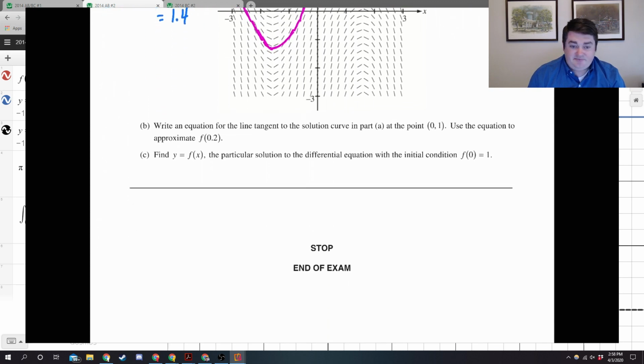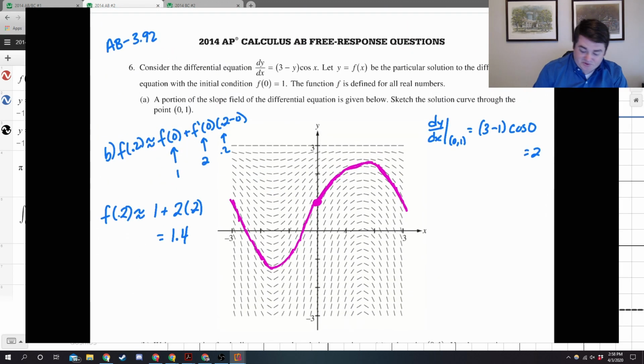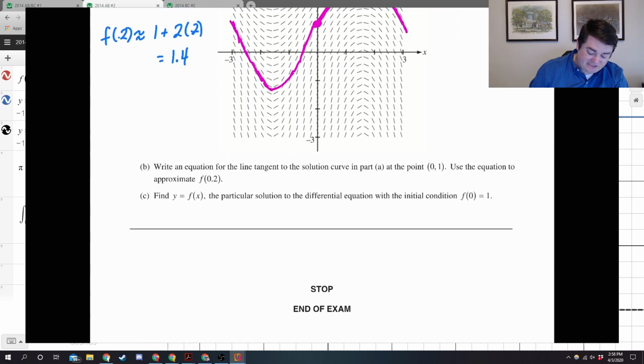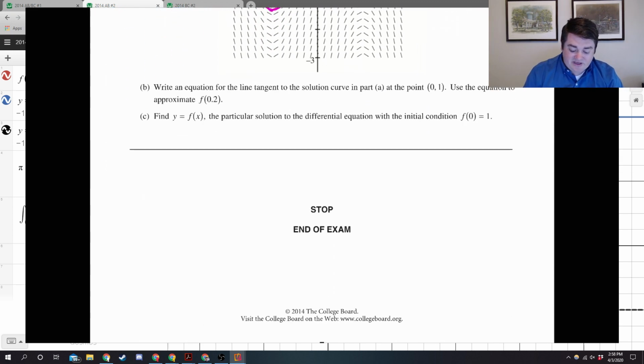And part C. Okay, these differential equation problems, when they gave me a differential equation up here, one of the things that I did notice is that it is separable. And because it is a separable differential equation, I know that I might be asked to separate it and actually solve it. And that is what part C is asking me to do. Find y equals f(x), the particular solution to this differential equation with initial condition f(0) equals 1. Notice the verbiage here. y equals f(x) means they want my final answer to have y by itself.